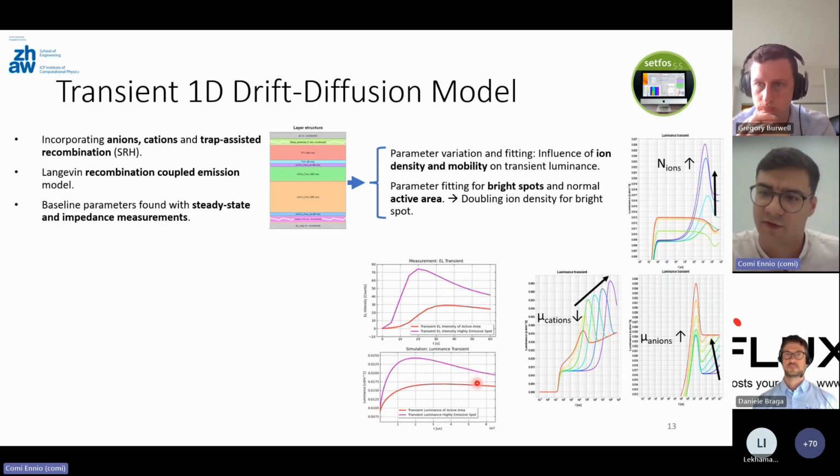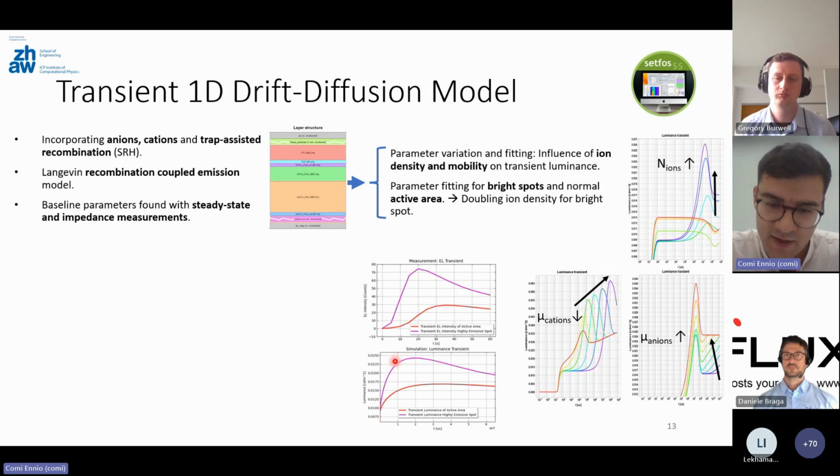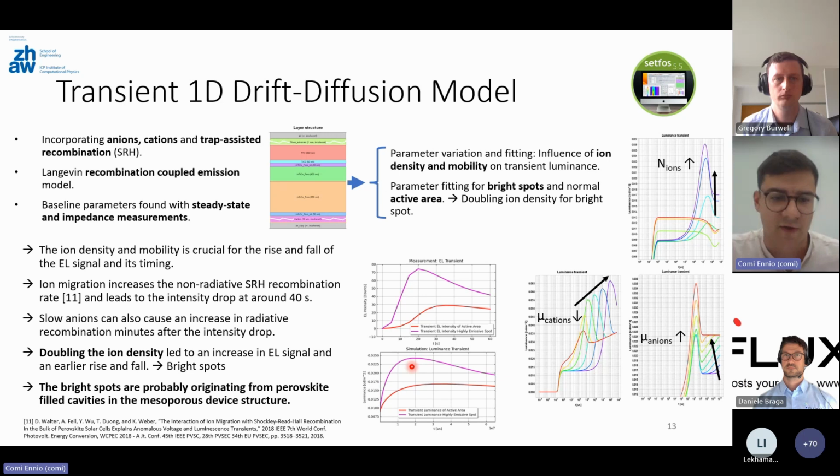But for the bright spots, we just had to double the ion density. And that caused the simulation to increase the EL signal and put this first peak at an earlier point in time. So probably in these bright spots, there were cavities in the mesoporous structure where the perovskite then crystallized more freely compared to the mesoporous structure.